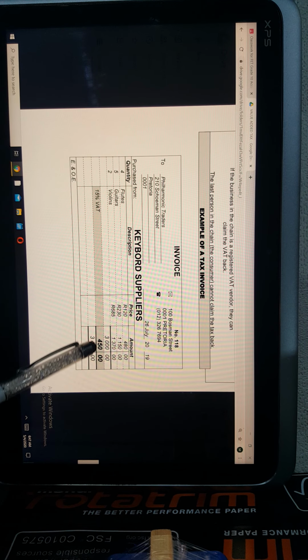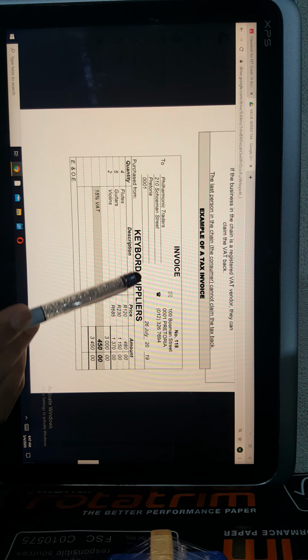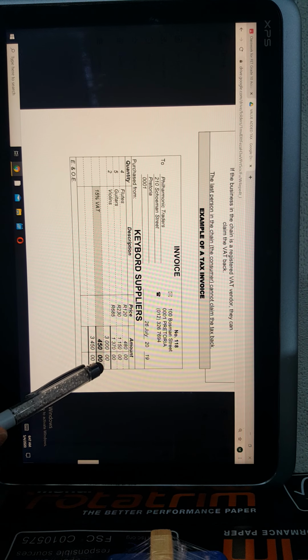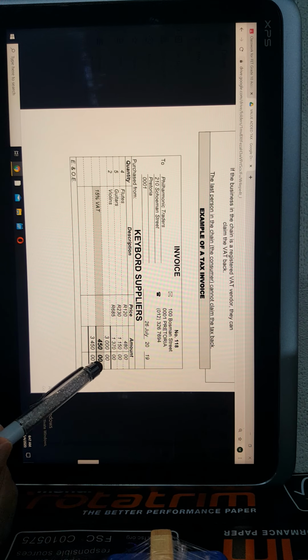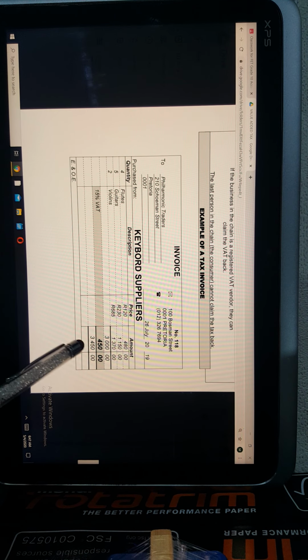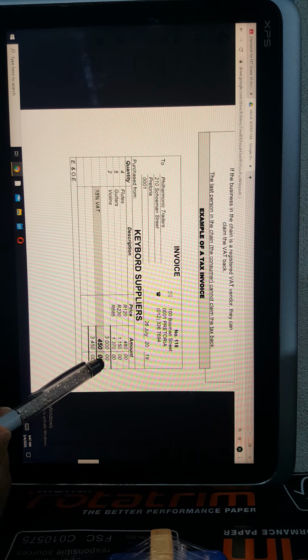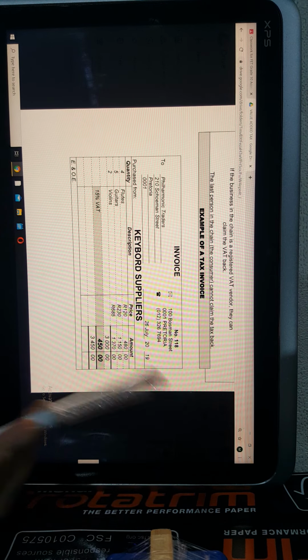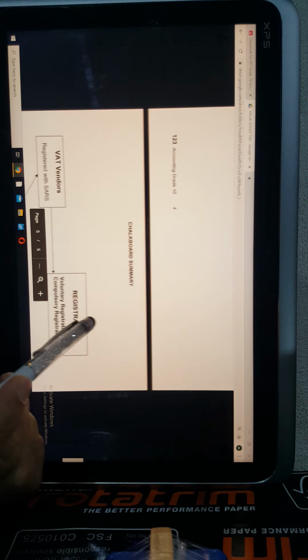Who has the VAT portion of it in their hands? Keyboard suppliers. If they registered for VAT, they have to pay this VAT over to the receiver of revenue. Can you see how it works? From my hands, I'm going to the shop and then they're collecting the VAT, and then they are responsible to transfer the VAT to SARS. Okay, so that's the end of it.